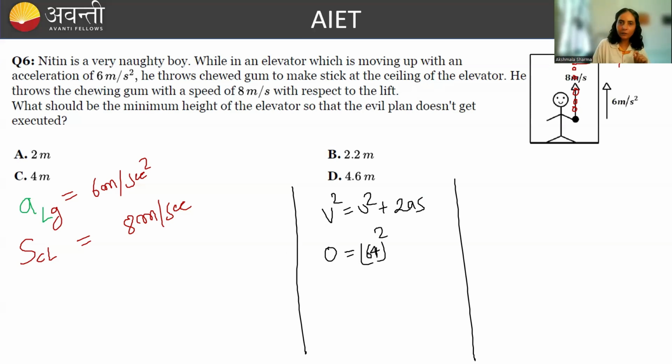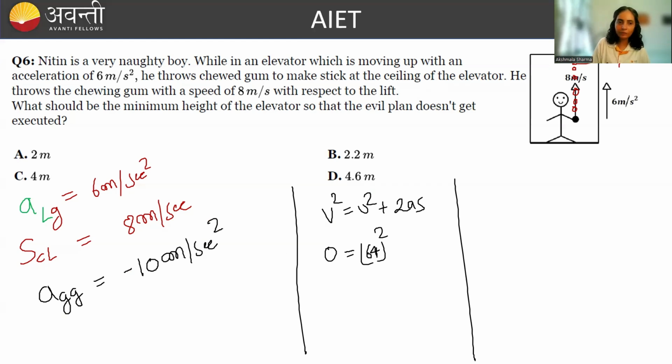Now what is the acceleration of this gum with respect to lift? So acceleration of lift with respect to ground is given, right? And acceleration of gum with respect to ground is also, it's not given, but it's known. Like if you are throwing a gum inside a lift, it will go up and gravitational force will act downward. So that will be equal to minus 10 meter per second square.